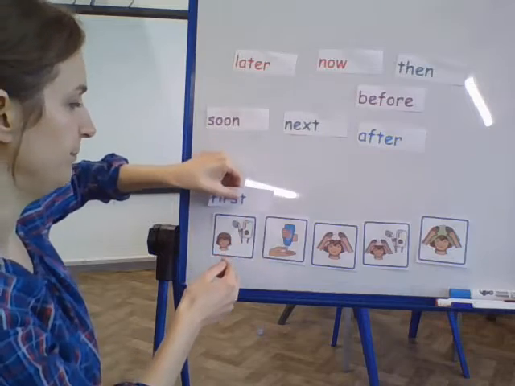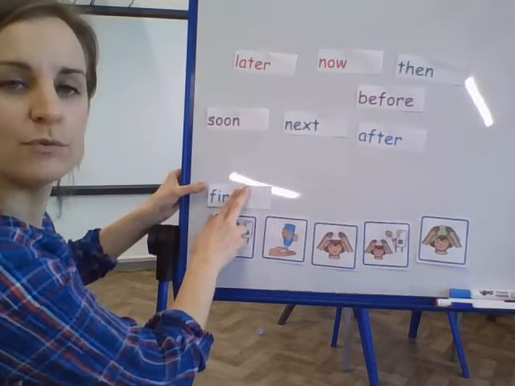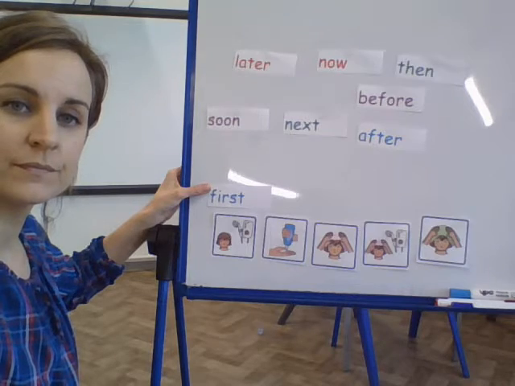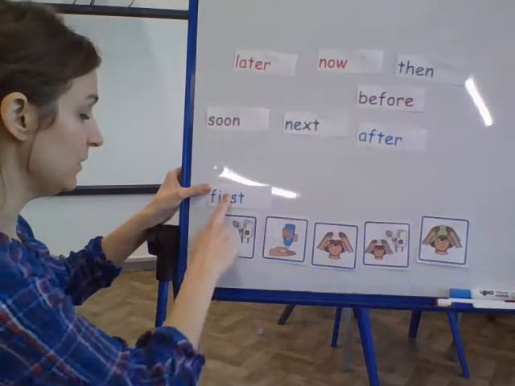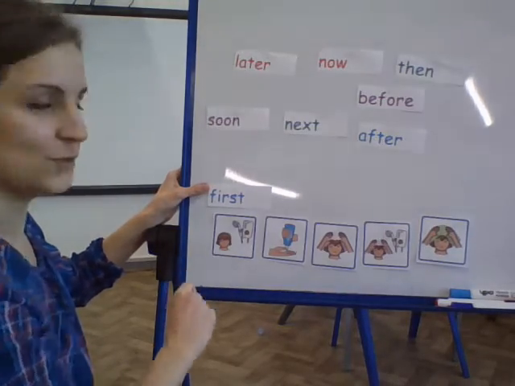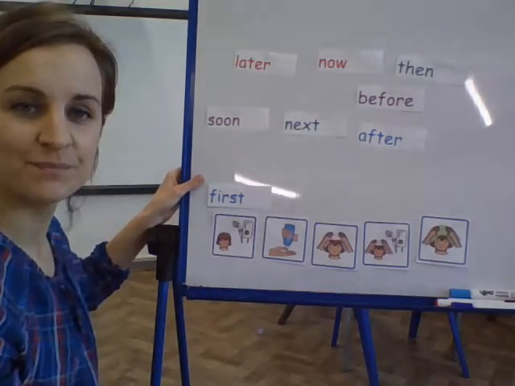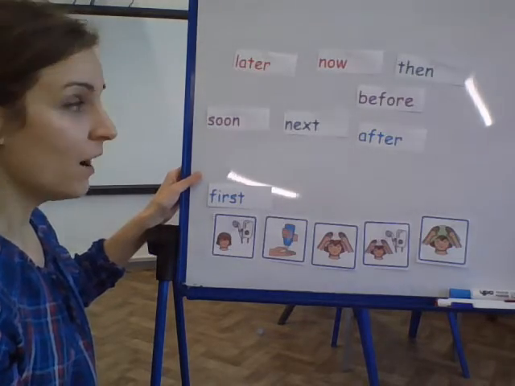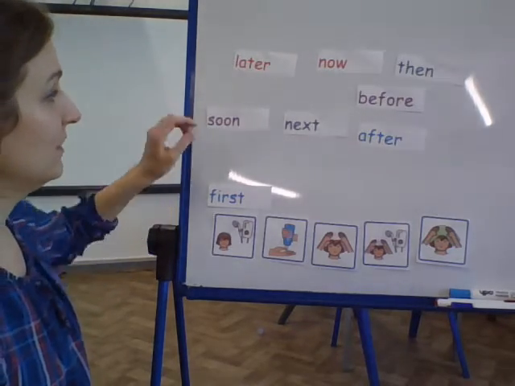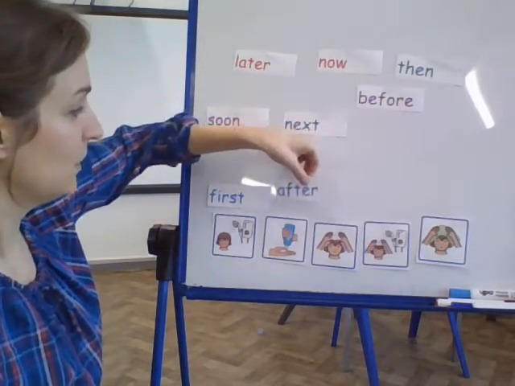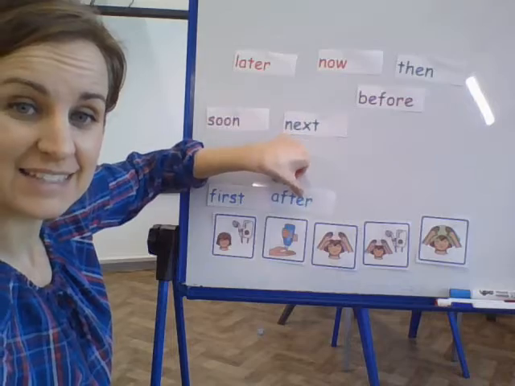So, what could I say? What would you say, reception, for this part? First of all, you need to wet the hair. Brilliant. What would you say for this one, reception? That's a good idea. After you've got your hair wet, put shampoo into your hands.